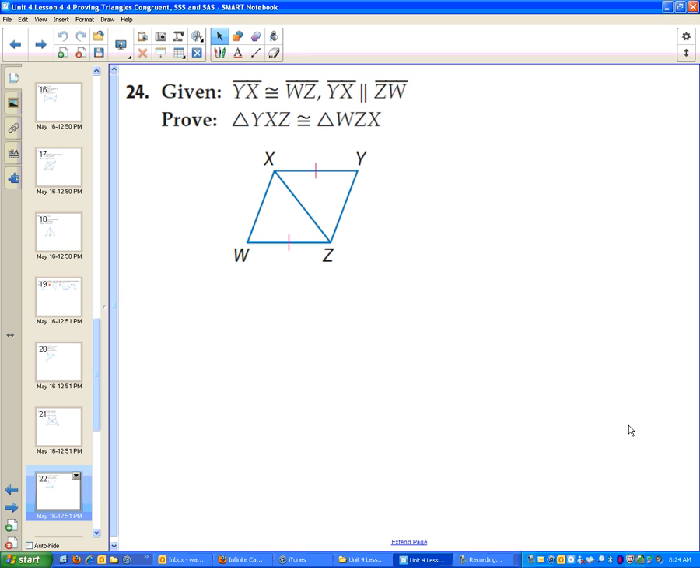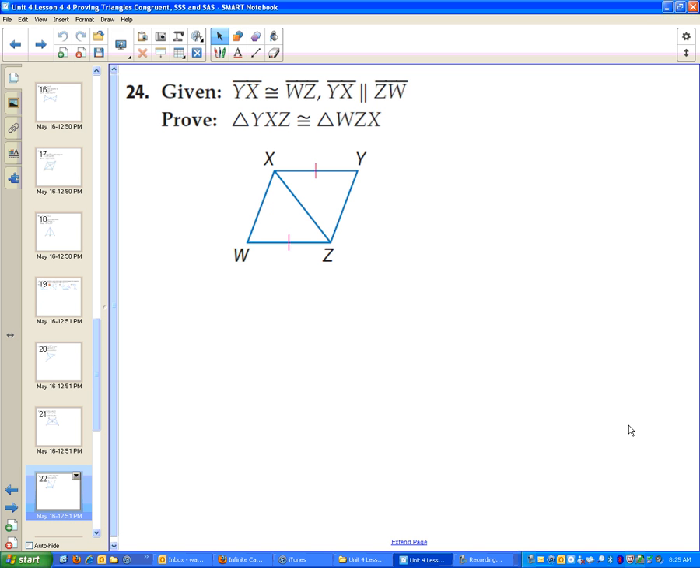Now, if you'll recall, we started off with the definition of congruent triangles, which says that two triangles are congruent if and only if all 6 pairs of corresponding parts are congruent. In other words, all 3 pairs of corresponding angles are congruent, all 3 pairs of corresponding sides are congruent. That's a total of 6 pairs of corresponding parts.